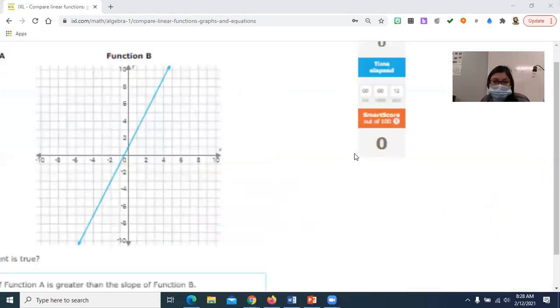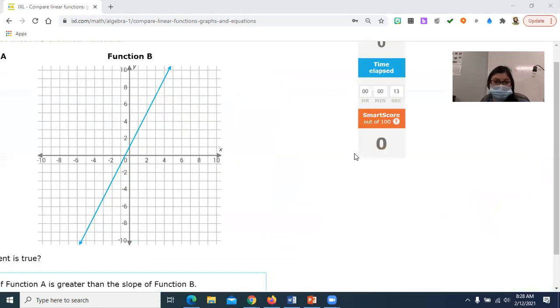I wanted to show you one with the y-intercept, but my computer's having a really hard time loading anything.